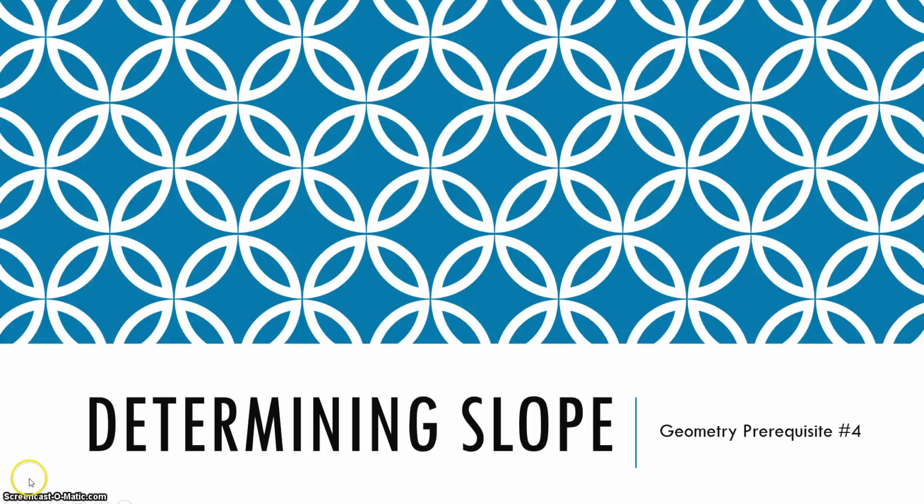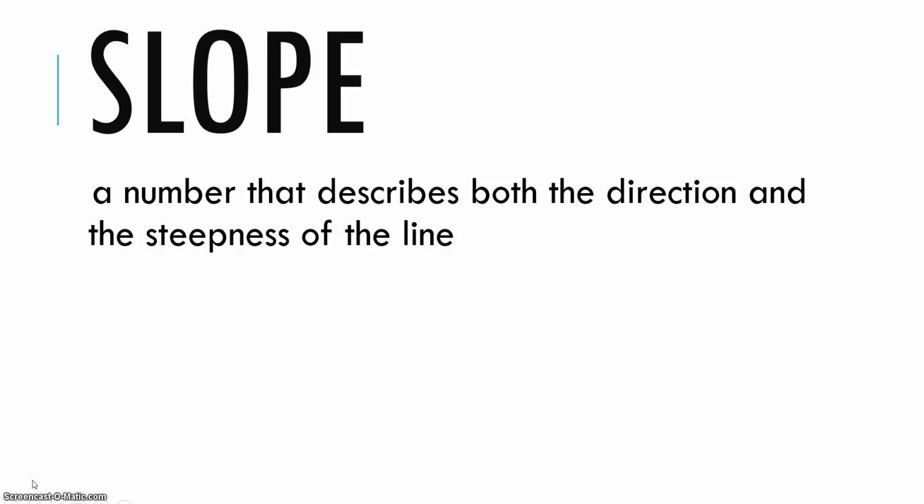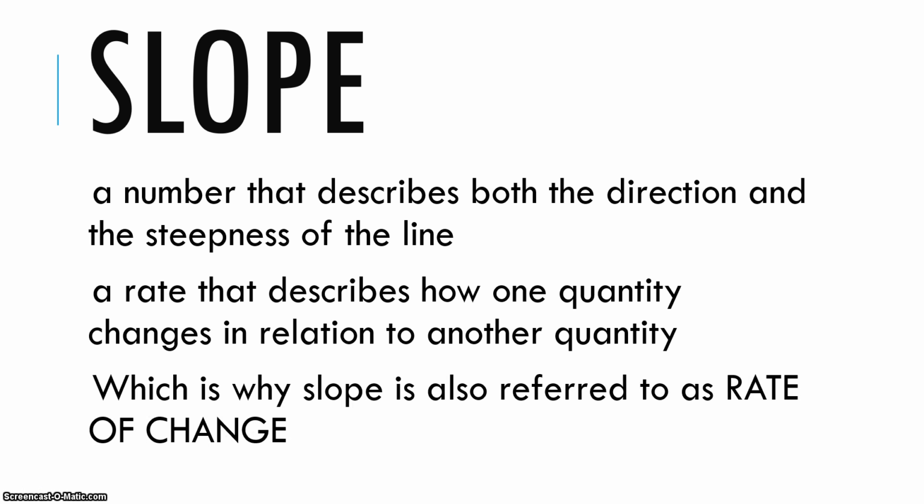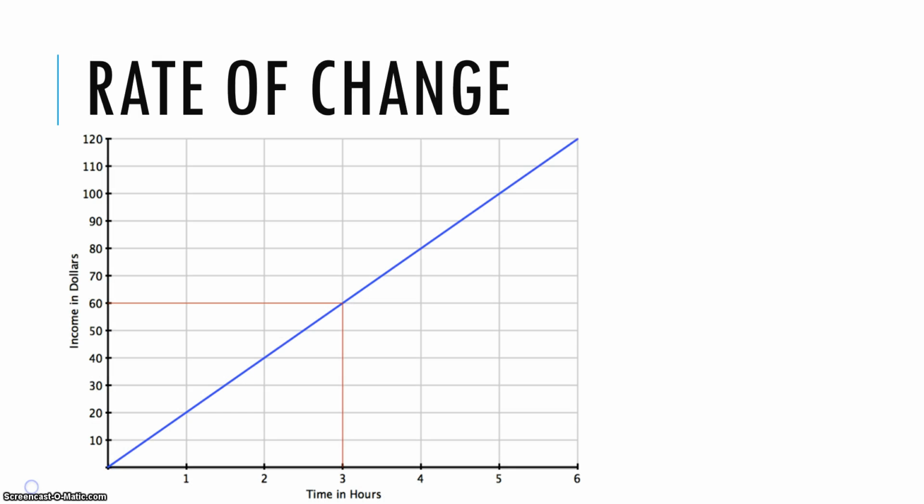Today we're going to talk about determining slope. Slope is the number that describes both the direction and steepness of a line. It's a rate that describes how one quantity changes in relation to another quantity, which is why slope is also referred to as rate of change.